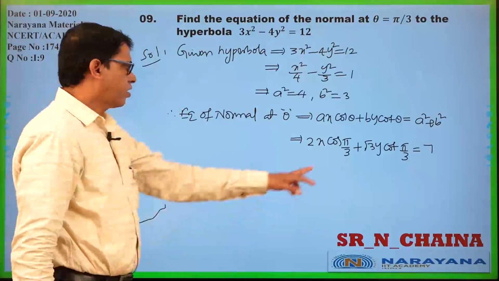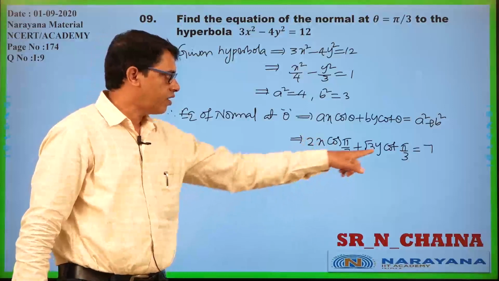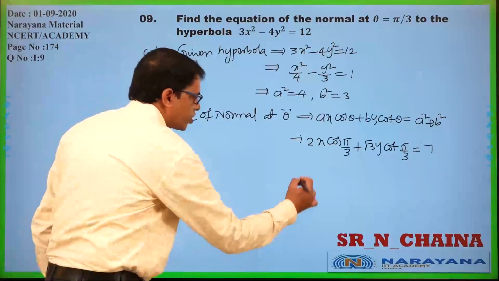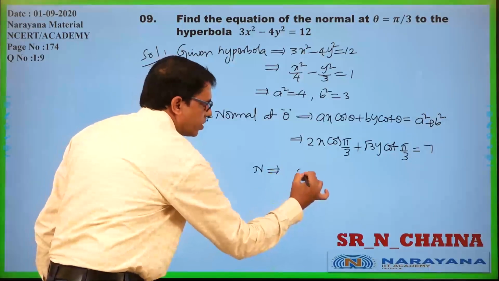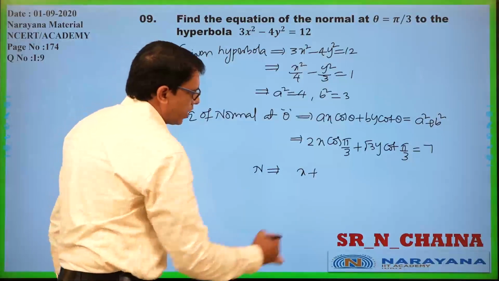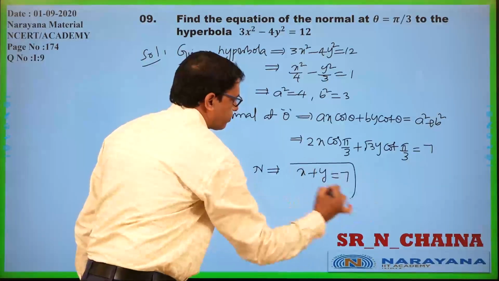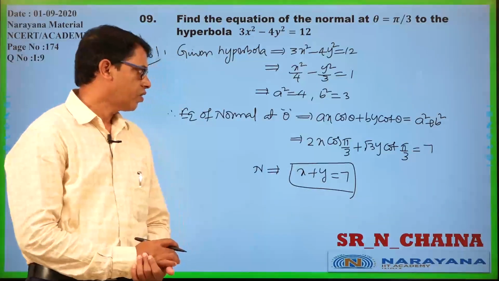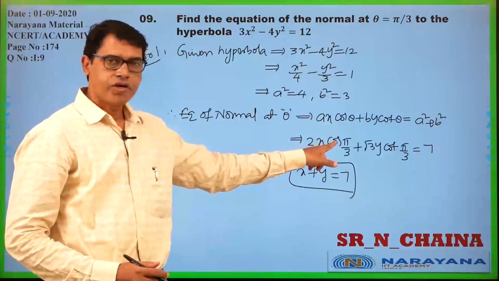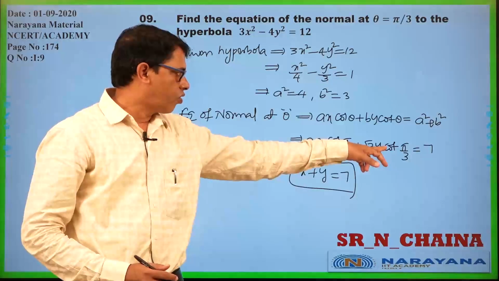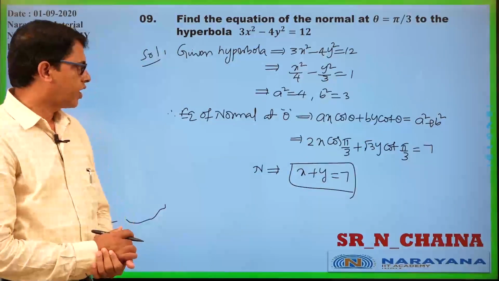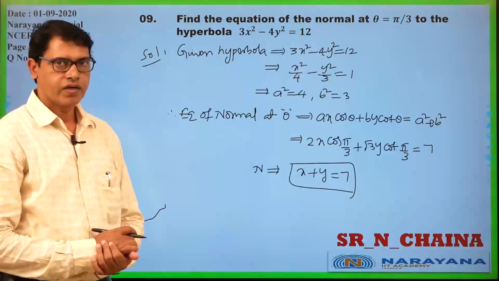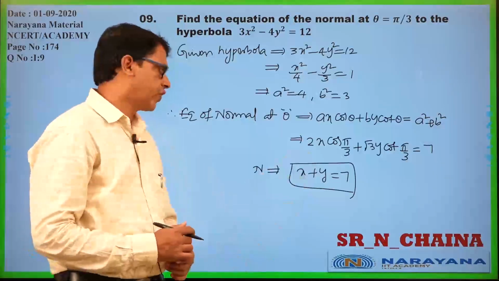Here cos pi by 3 is 1 upon 2, so the 2 gets cancelled. Cot pi by 3 is 1 upon root 3, so that gets cancelled. Therefore the equation of normal is x plus y equals 7. Options are not there. So 2 into 1 by 2, the 2 gets cancelled; root 3 into cot 60, which is 1 by root 3, gets cancelled. Therefore the equation of normal will be x plus y equals 7. Very, very simple one. Now go to the next one.